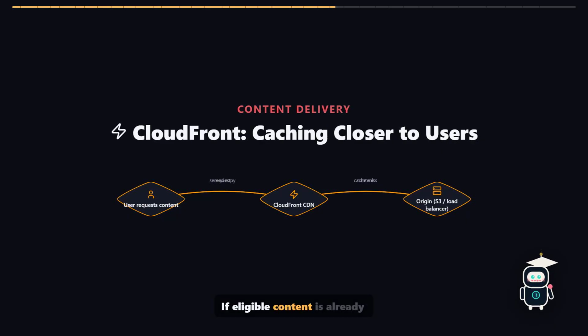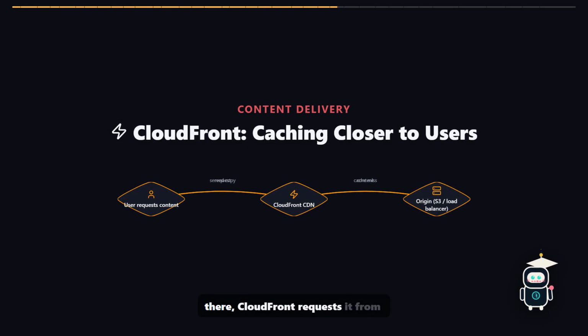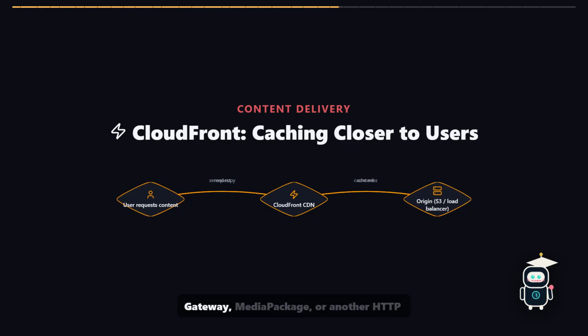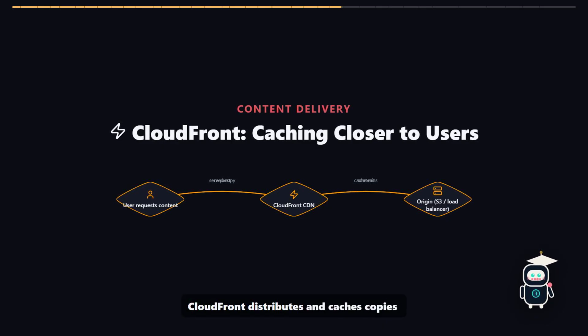If eligible content is already cached at the edge, CloudFront can serve it immediately. If the content is not available there, CloudFront requests it from the configured origin. That origin might be an S3 bucket, an application load balancer, API Gateway, MediaPackage, or another HTTP server. The origin remains the definitive source of the content. CloudFront distributes and caches copies according to your configuration.